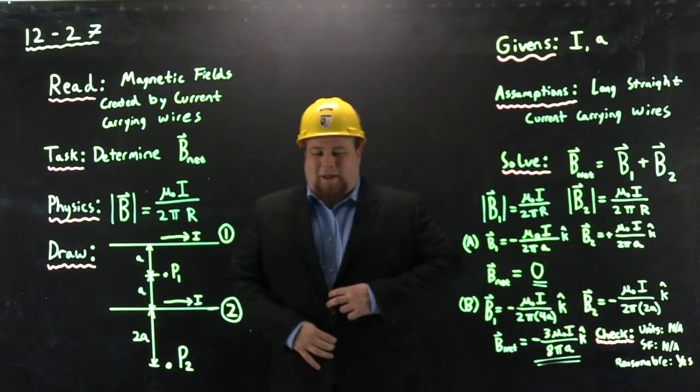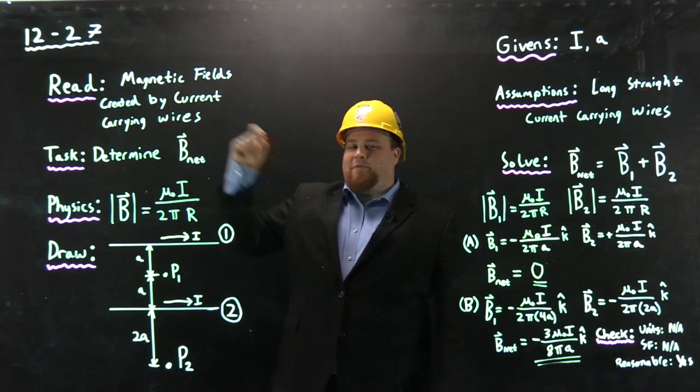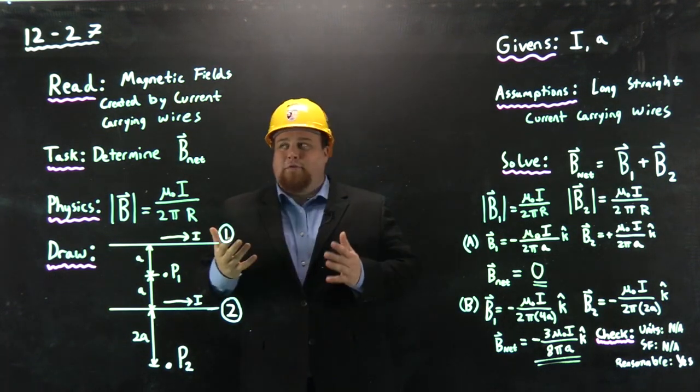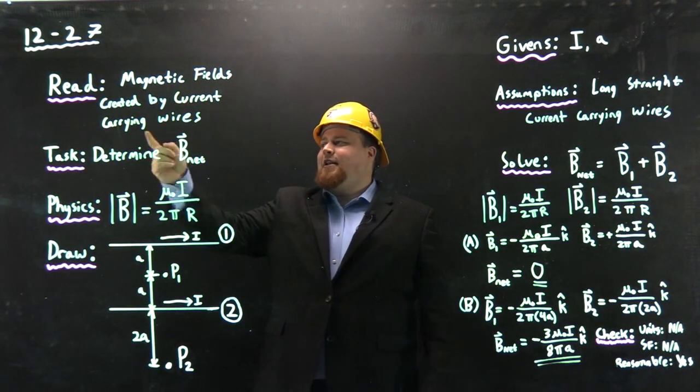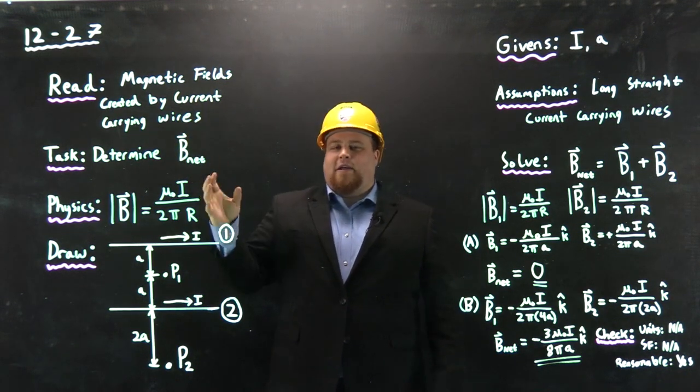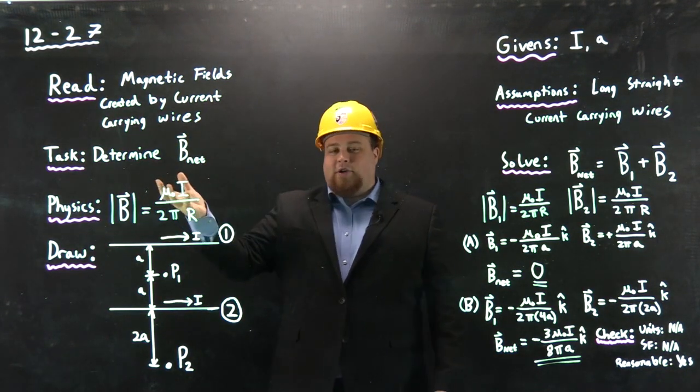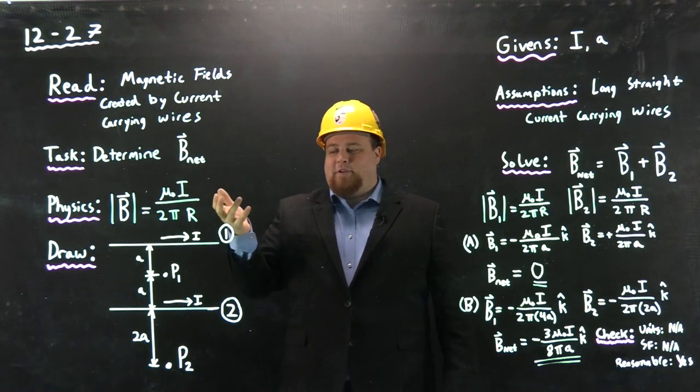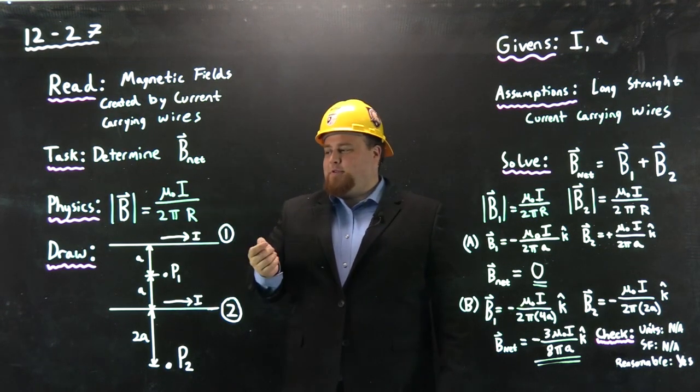All right, now let's do a practice problem. We're going to do problem 12-24 out of your books. Reading through that problem, we find that we're going to be calculating the magnetic fields created by two different current carrying wires. What we want to determine is the net magnetic field that is going to be created at a particular point by those two wires.